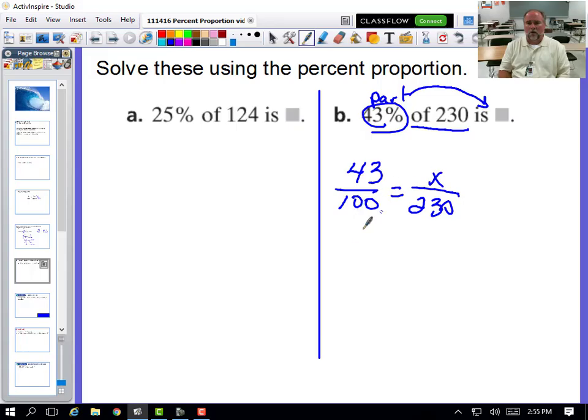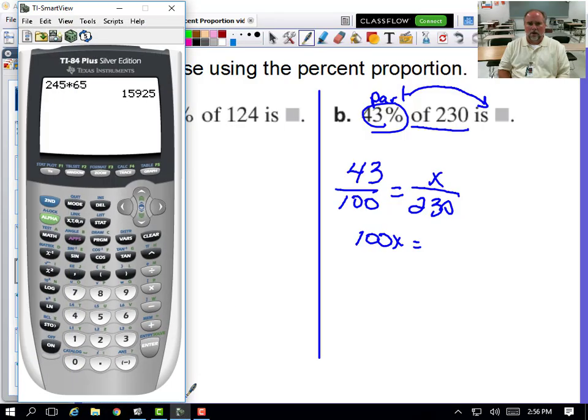So now again, we cross multiply. 100x is equal to 43 times 230. So again, we go to our calculator. We do 43 times 230. We end up with 9,890.